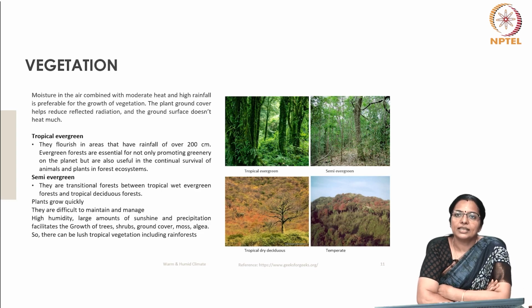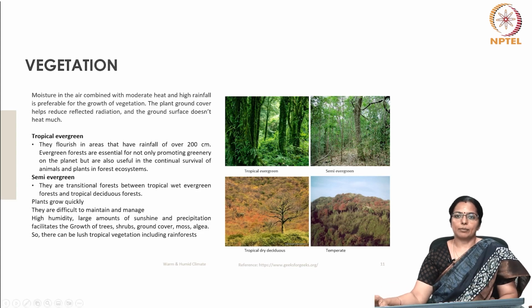So, moisture in the air combined with moderate heat and high rainfall is preferable for the growth of vegetation. The plant underground cover helps reduce reflected radiation, and the ground surface does not heat much. If we look at tropical evergreen, these flourish in areas that have rainfall of over 200 centimeters. Evergreen forests are essential not only for promoting greenery on the planet but are also useful in the continual survival of animals and plants in the forest ecosystem.